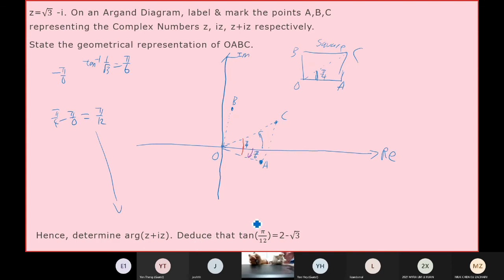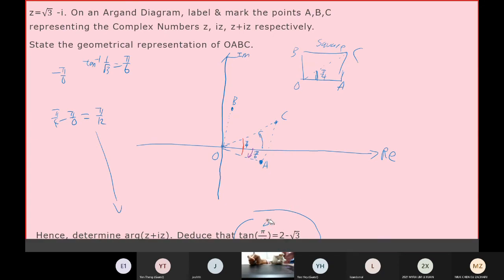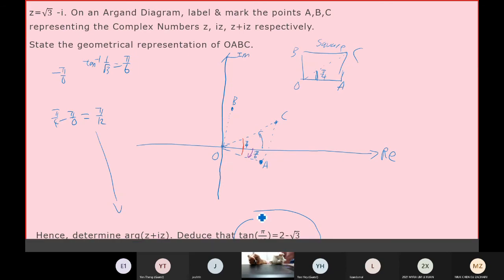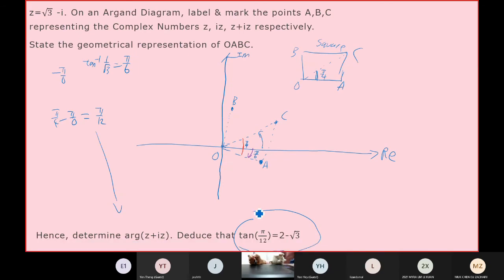You want a clue? Here's your clue, just right here. That is likely the argument. Otherwise, if you see a random weird argument like 11 pi over 12, there's also another clue that could tell you whether your argument or pi over 12 is your argument. Now, deduce that pi over 2 minus root 3 is pi over 12.